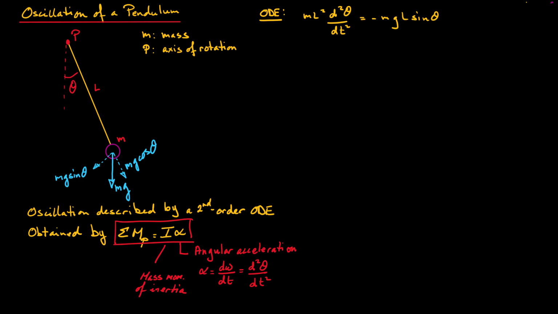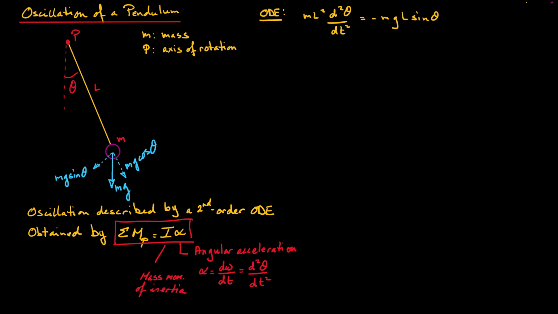A pendulum consists of a concentrated mass m, a distance L from the axis of rotation. The ODE is obtained by noting that taking the sum of the moments about the axis of rotation P is equal to the mass moment of inertia multiplied by the angular acceleration alpha. Now, if you haven't studied dynamics before, that is okay if you don't understand this particular equation. The derivation is not really what we're shooting for in this video.